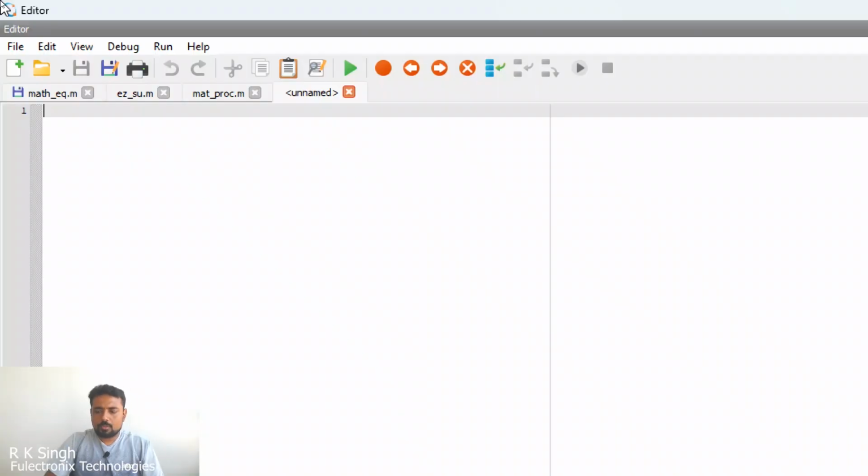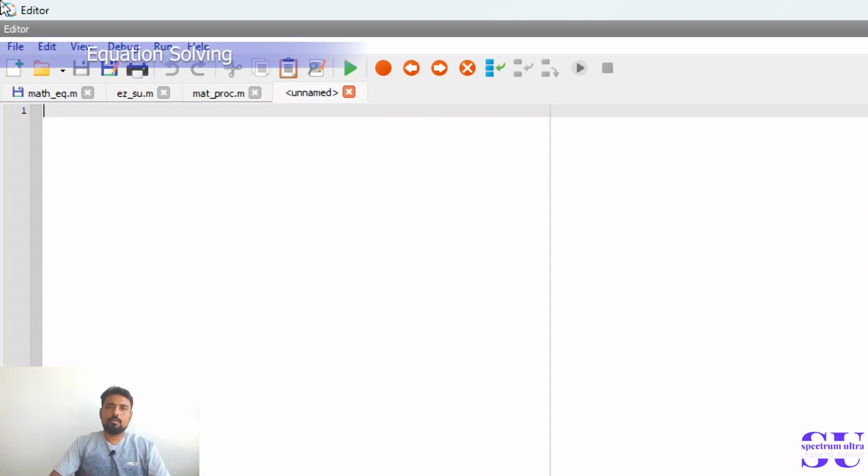Hello everyone. In today's class we are going to solve different types of equations: linear, quadratic, cubic, quartic, and quintic. I mean x to the power 1, x to the power 2, x to the power 3, x to the power 4, and x to the power 5. We are going to learn how to solve those equations, and at the same time how to visualize them.